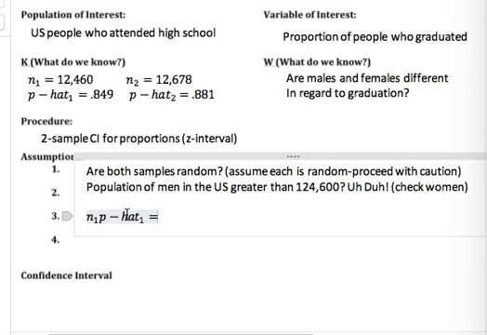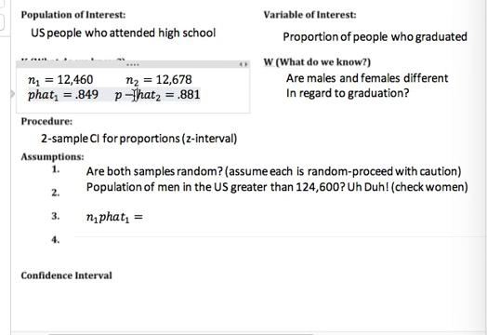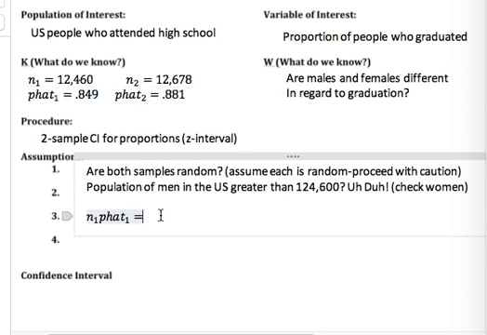I'm sorry my p hat looks so awful. I hate this dash. I'm going to go like that. Looks like fat, no. I don't care. We're going with fat. So what? 12,460 times 0.849. Is that greater than 10? Yeah, I don't think we need the specific number, but the AP exam might yell at you if you don't put it. So for them, put it.